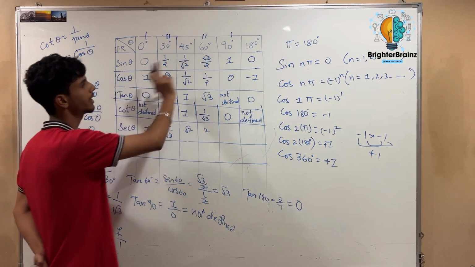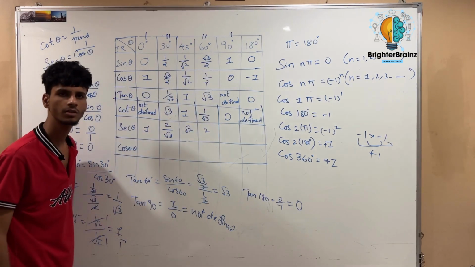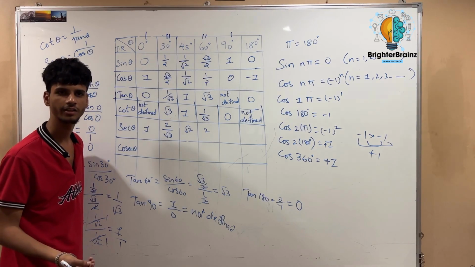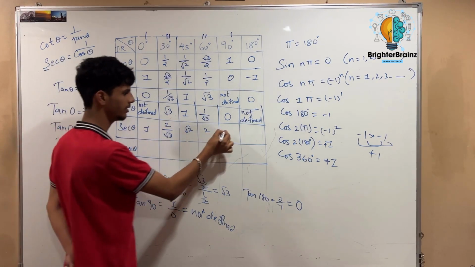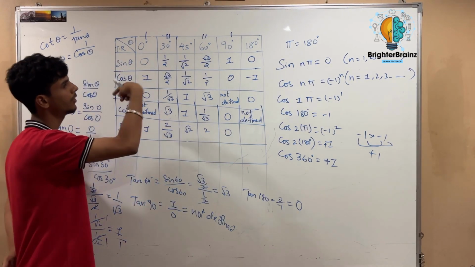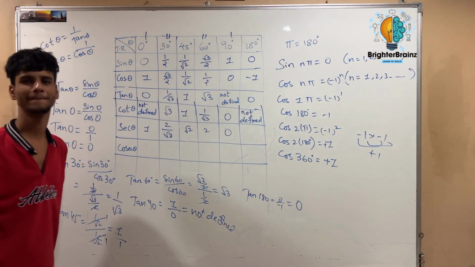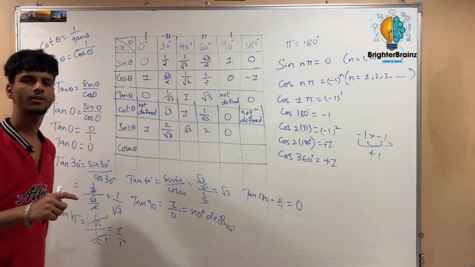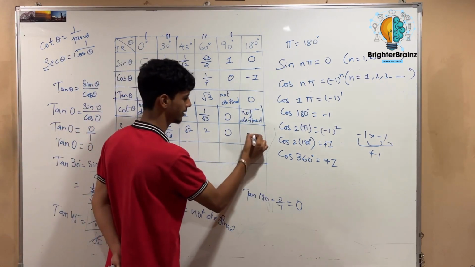Next, cos 90 is 0. Okay, then secant 90 becomes 0 only. Fundamentally it is 0, so this also becomes 0. Okay, next, cos 180 is minus 1. Secant 180 becomes 1 by minus 1, which is nothing but minus 1 itself.